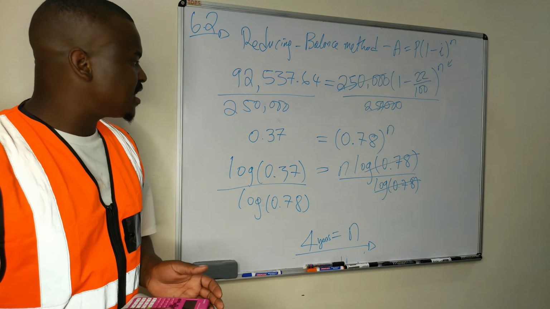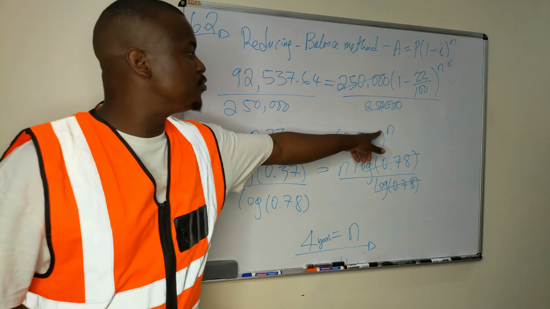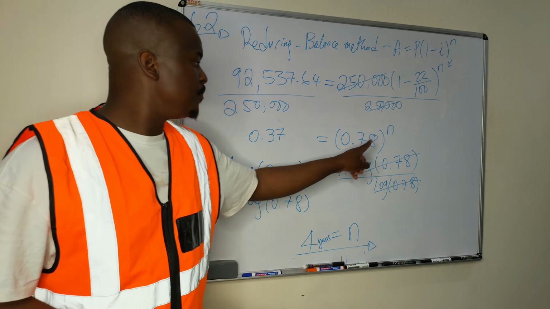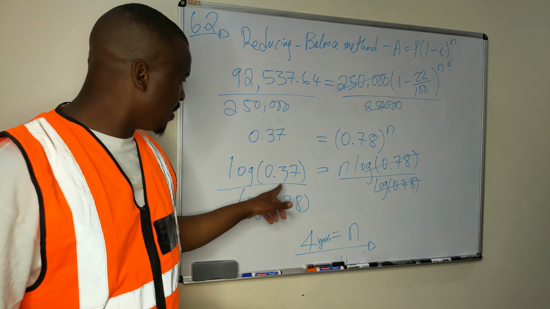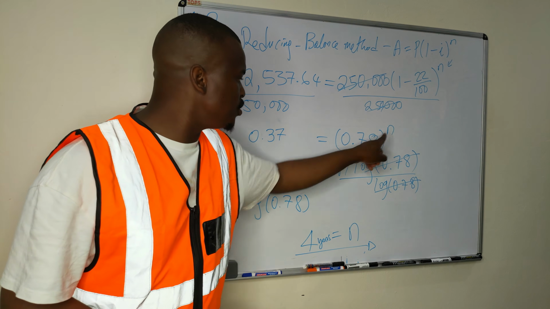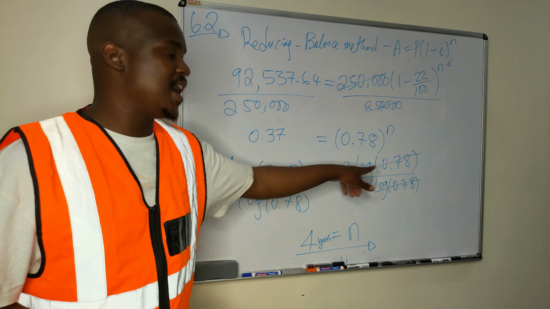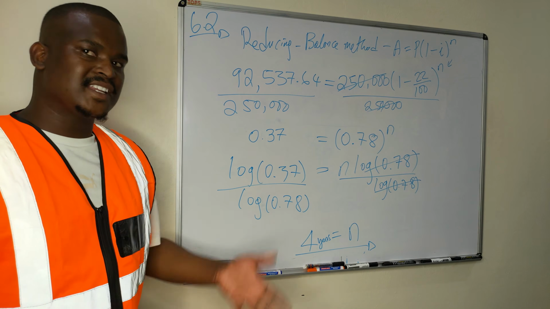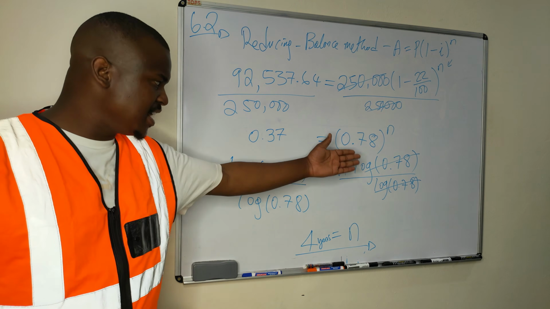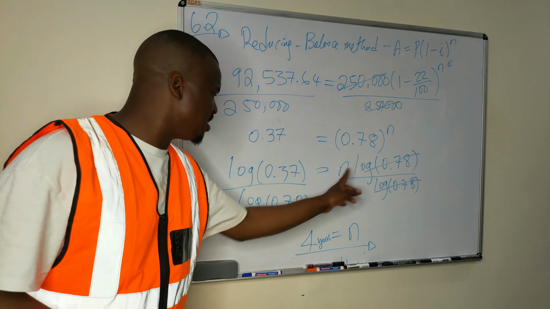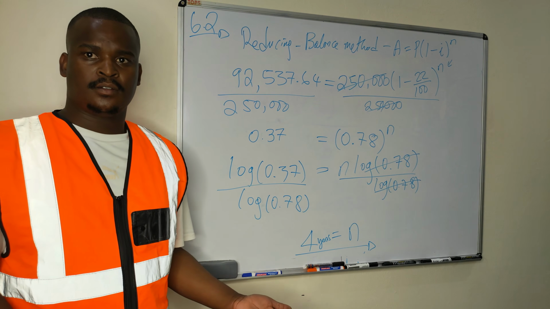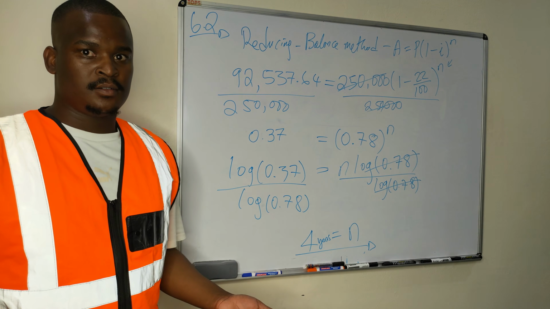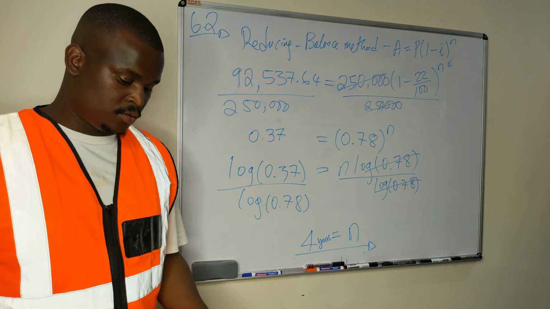So the tricky part starts here. When you have to remove that n from the top, you put this on the log and you put that one on the log. Once you put them on the log, then you can put your n in front there to multiply your right-hand side. Then from there you just solve for n by dividing by log on both sides. Punch it in the calculator, you'll find that n is equal to 4 years, which is straightforward. So let's continue.